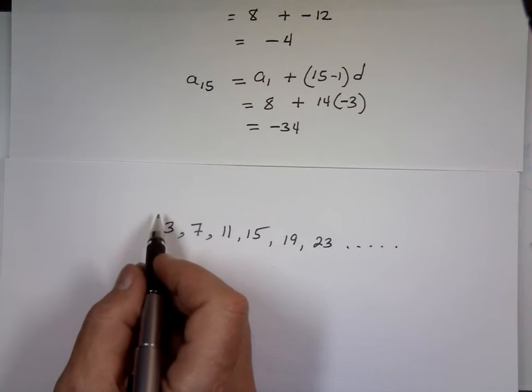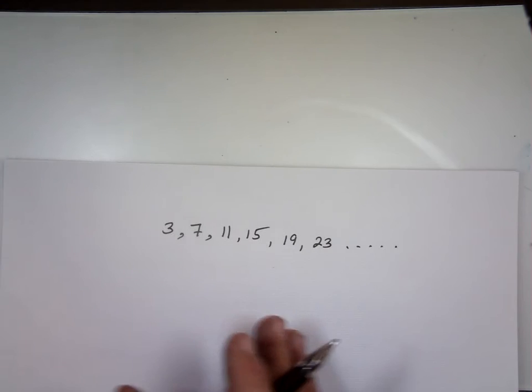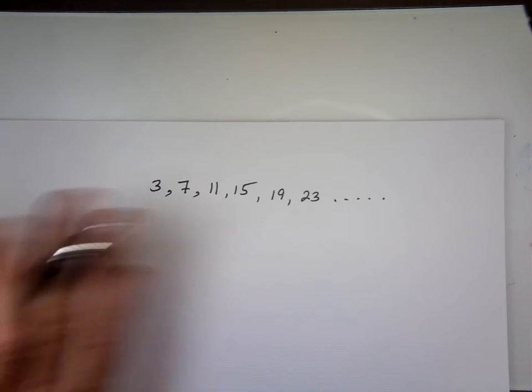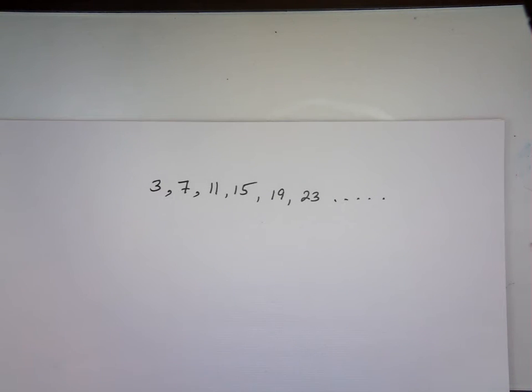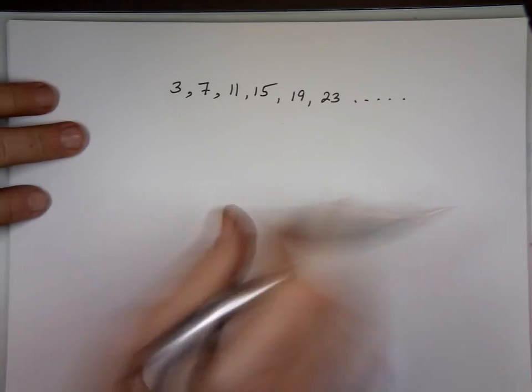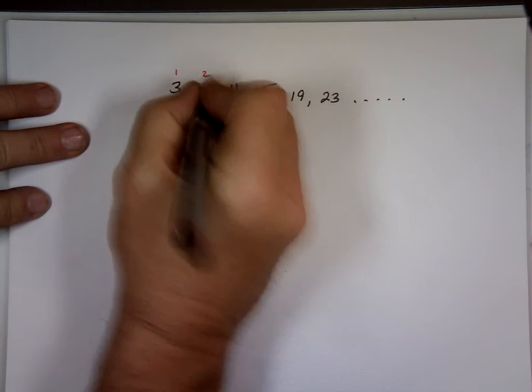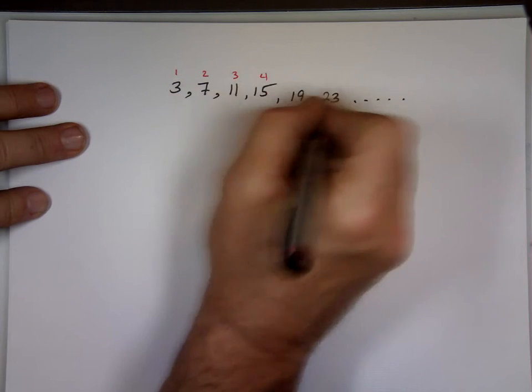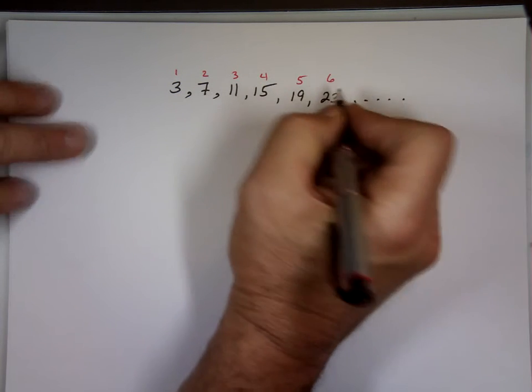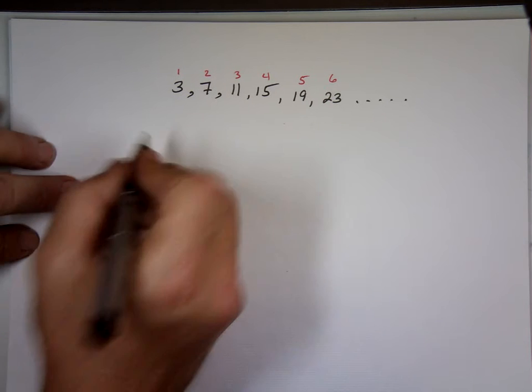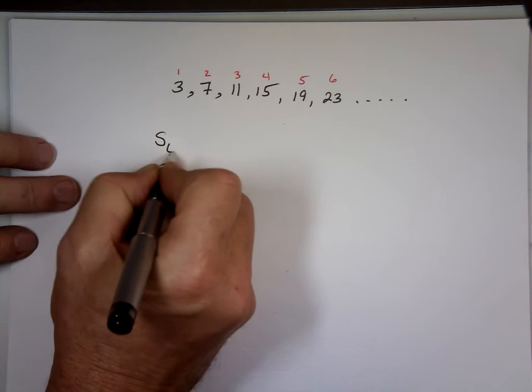This is the first number. This is your first number right here. This is the second number, the third number, the fourth number, the fifth number, the sixth number. If I want to add them, what's the sum of the first 6 numbers?